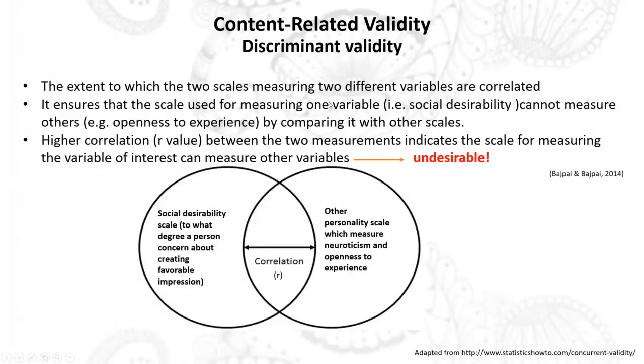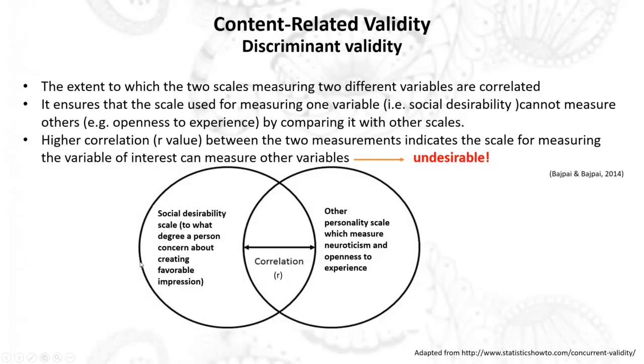The extent to which two scales measuring two different variables are correlated. Like the example here, another two circles. One is, this time, not stress. I have a scale called the social desirability scale. Social desirability means to what extent a person is concerned about whether they can give people a good impression, whether they can give good impressions to other people. We have such a scale. It is a kind of personality scale.